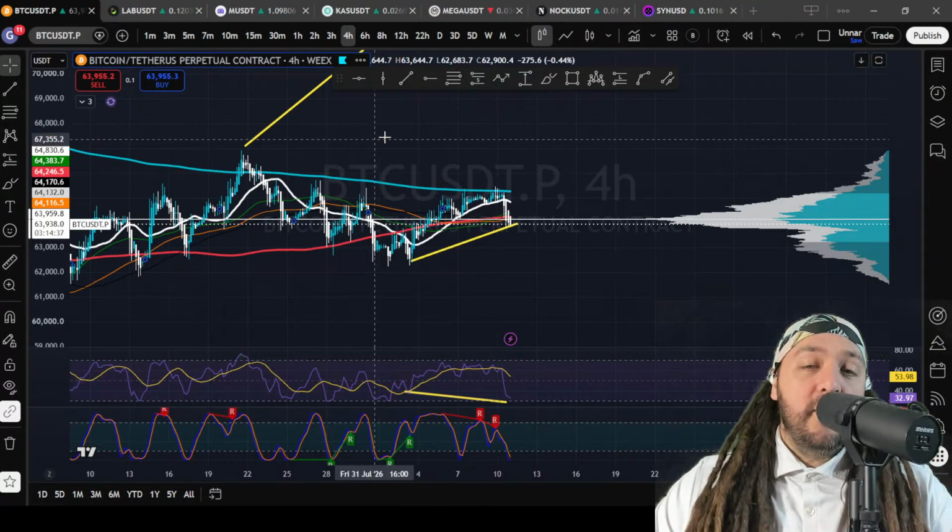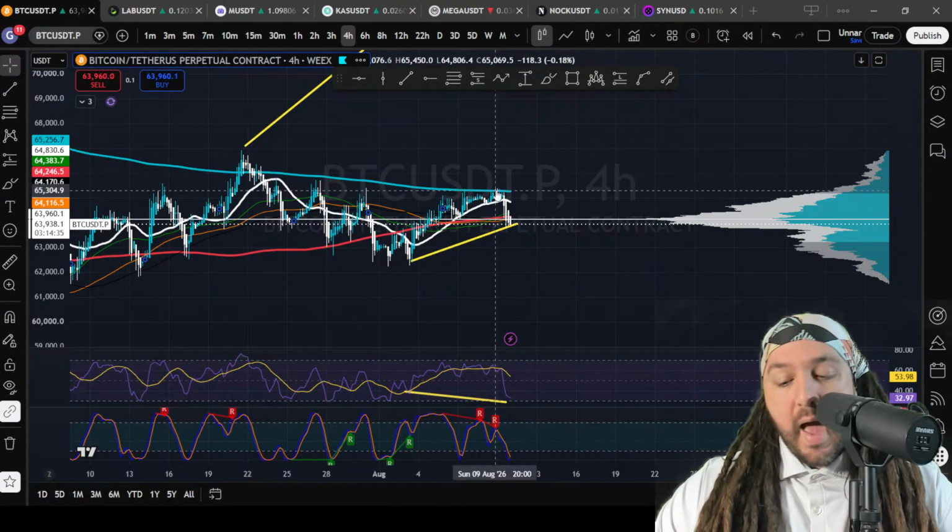Trend line. Yes, they are trend lines for sure, but they're two. Okay. Hey, J-Dub is on it.